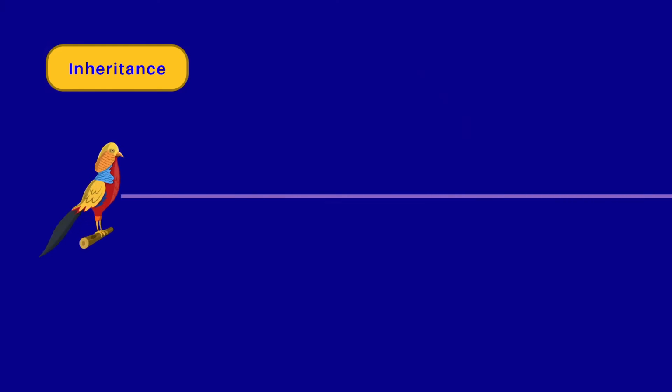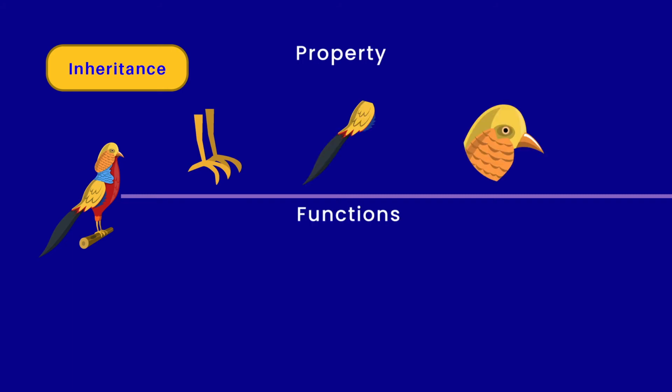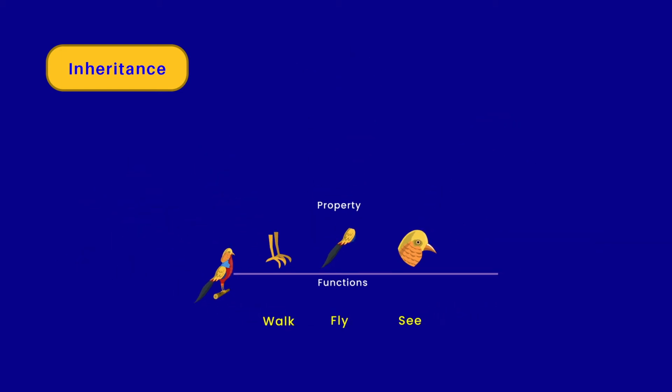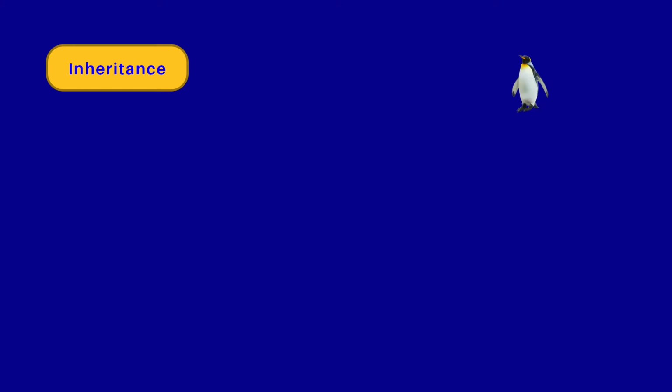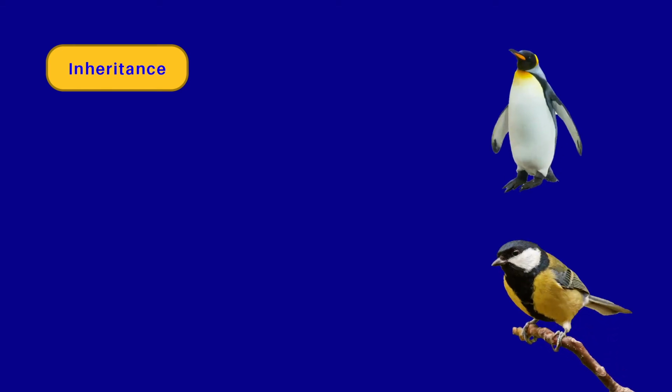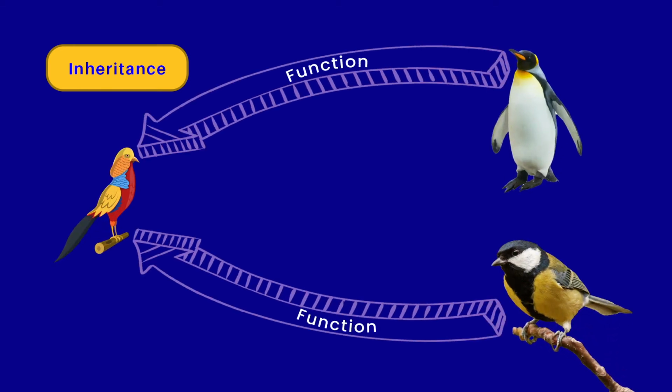Now after this, last comes inheritance. Considering birds as the main class that has properties like legs, wings, eyes, etc., and functions like walk, fly, see, etc. Now here we'll take two classes, water bird and perching bird. But their functions are already added in the main class, that is the bird class. Hence, they can inherit their functions from the bird class with the help of the concept called inheritance.